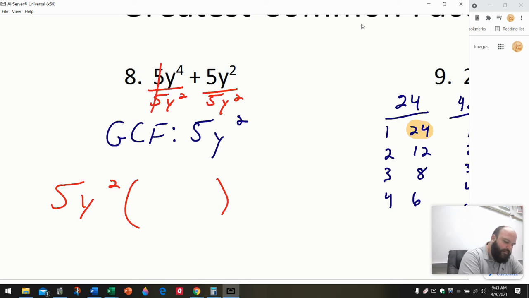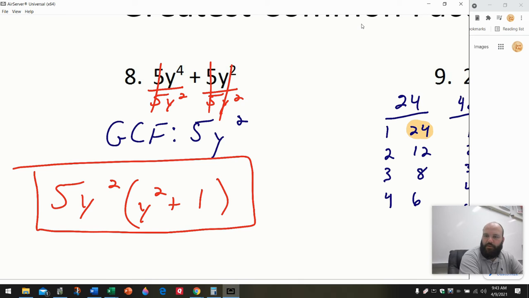Once we've written the GCF and a set of parentheses, we can divide both terms by the GCF, 5y squared. Now, 5 divided by 5 is 1, and y to the fourth divided by y squared is y to the second. You can see there's a plus, so we will put a plus down there. And lastly, we have 5 divided by 5, which is also 1. Then we have y squared divided by y squared, which is also 1. So we will write a 1 right there. And that's it. We're done. This is the factored form.